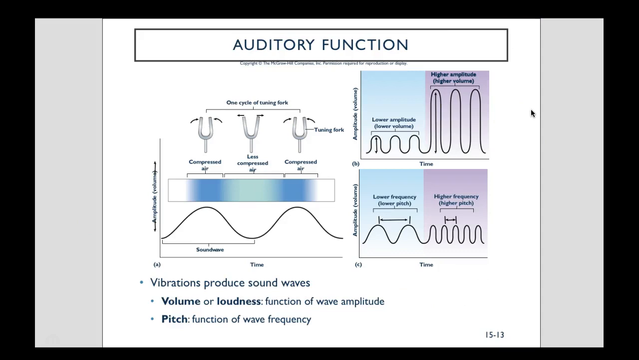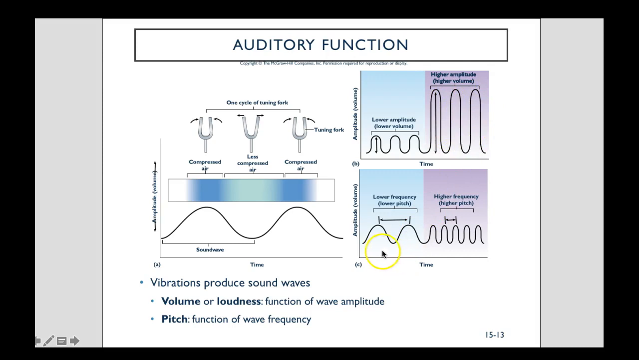We're just going to touch upon some auditory function. We know that in order to hear, we have to create vibrations that produce sound waves. And we have different components that produce sound. We have the volume or loudness, which is a function of wave amplitude. So looking at this image over here, you can see that if we have lower volume, you will have these shorter sound waves, whereas if we have higher volume, then we have these longer sound waves.